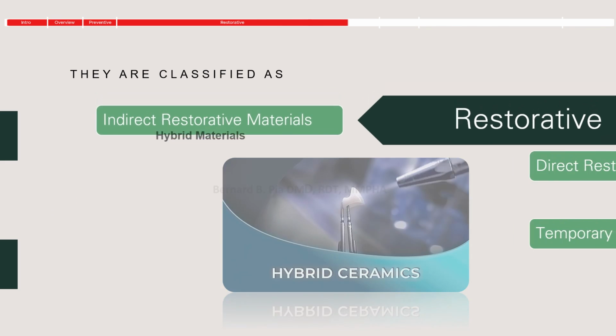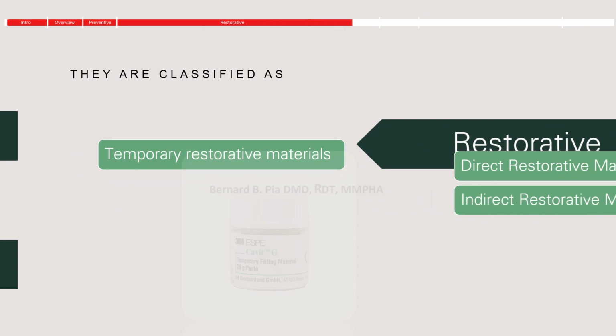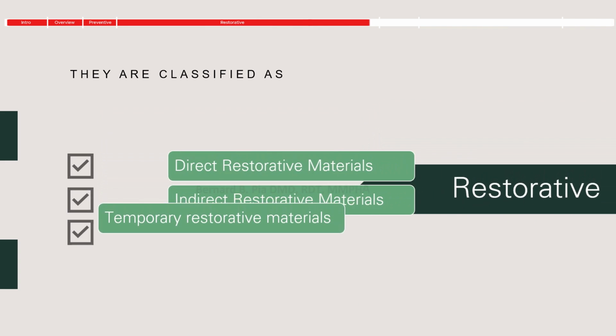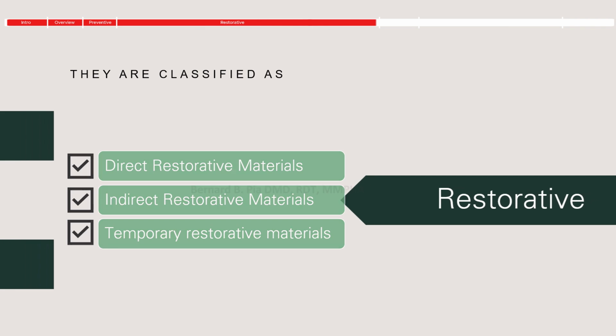Last classification is the temporary restorative materials. Temporary restorative materials, also known as provisional restorative materials, are products used for dental restorations that are not intended for moderate or long-term applications. There you have it, the three types of restorative dental materials. The last classification will be the auxiliary materials.